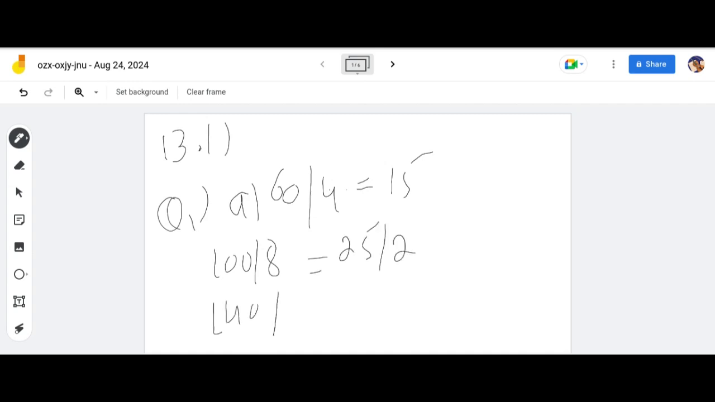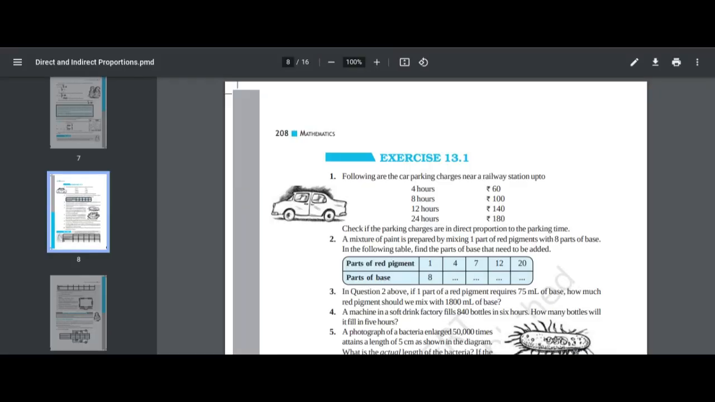140 divided by 12, which is 35 by 3. Why am I dividing these numbers in this table? Why do I divide 60 with 4, 100 with 8, why?